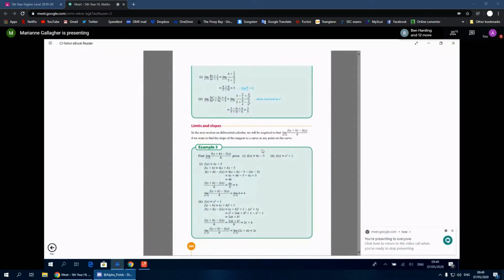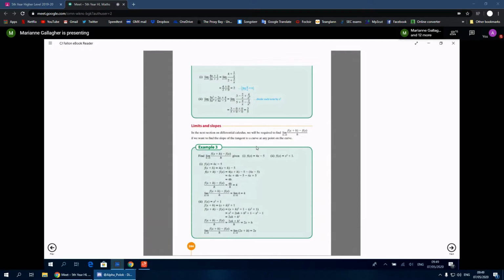So example 3 here on page 266. In the next section of differential calculus, we'll be required to find that. The reason we're doing that is because it's the limit of the slope as h tends to 0, and that is equal to the slope of the tangent to the curve at any point, which is equal to the rate of change. So for instance, and this is now your first actual time, find the limit.